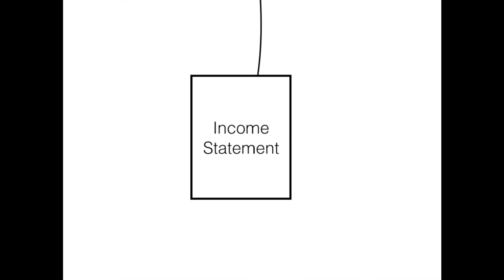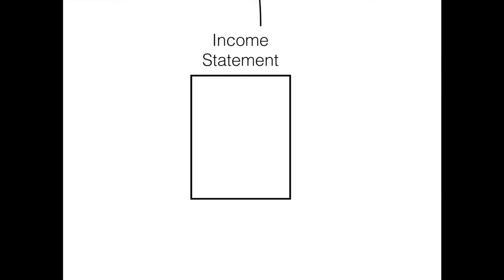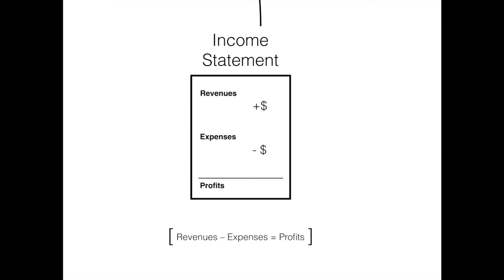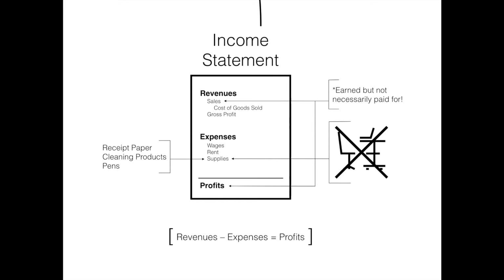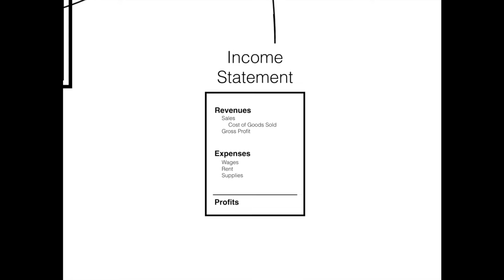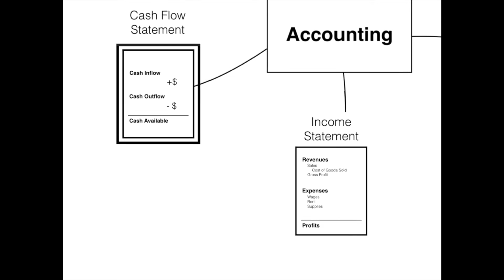Let's move on now to the income statement. So, what is an income statement? It's a statement that shows the company's profits or losses over a given period of time. The main formula here is sales minus expenses equals profits. Expenses are all costs associated with day-to-day operations of the company, for example, wages, rent, and supplies. Expenses do not include asset acquisition.